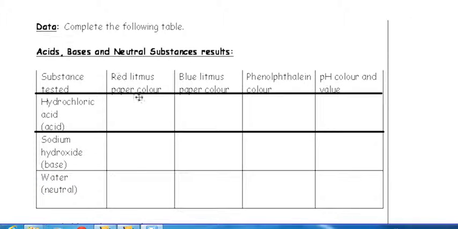Okay, and so the first thing you're going to do is the acid test. You're going to be testing hydrochloric acid. What happens when you put red litmus in it, blue litmus paper, phenolphthalein solution, and then I have actual pH papers which turn a certain color, and you can use that color by looking at the key on the pH bottle that the papers come in and see what the value of that is. Sodium hydroxide is the base, what happens, and then water, what happens there. So these are your test samples, your control samples, so you know what happens with acids, bases, and neutral substances in each of these indicators: the litmus papers, the phenolphthalein, and the pH paper.